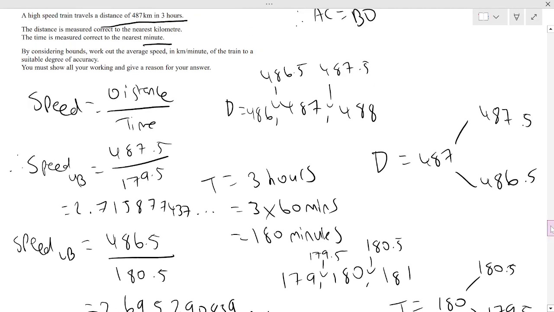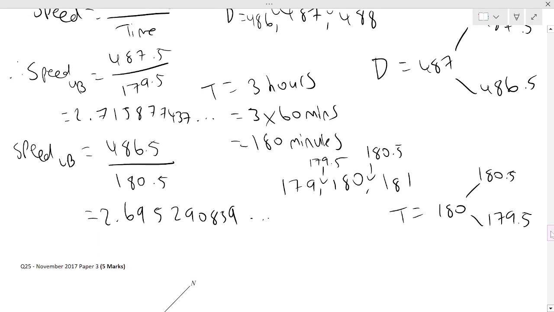Then it says to work out the average speed. So we need an actual number. When we have two bounds, the answer is when the two bounds equal each other, because if the lowest possible value is equal to the highest value, then there's no gap. Therefore, every value has to be the same. But how are we going to do that? So we're going to say the speed overall, we need an actual value. It's when these two bounds agree with each other.